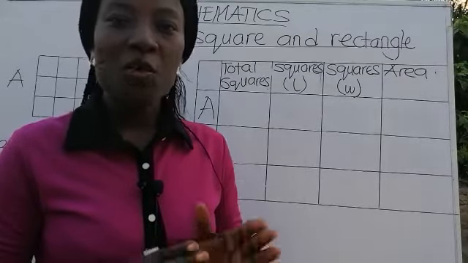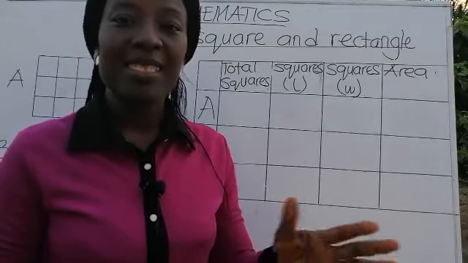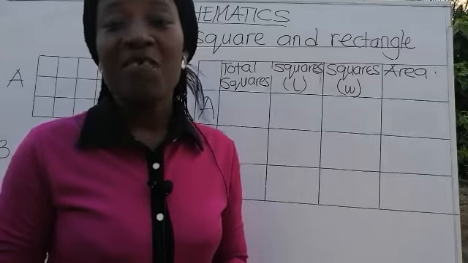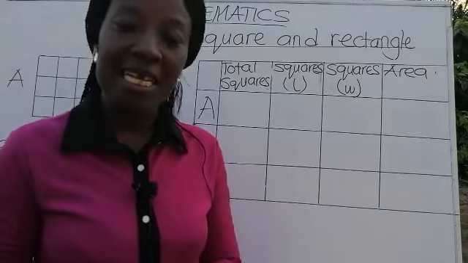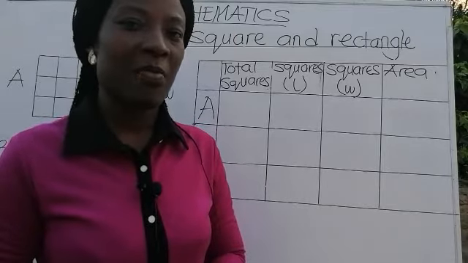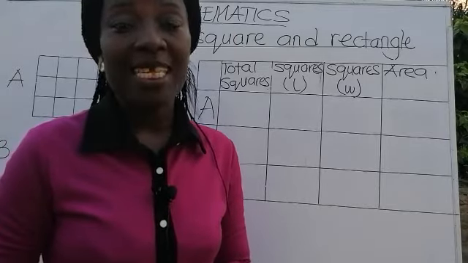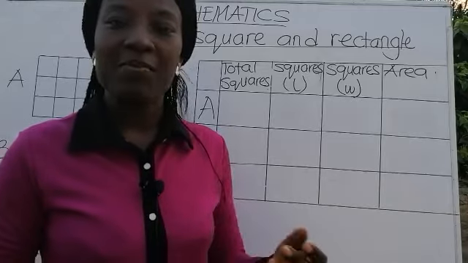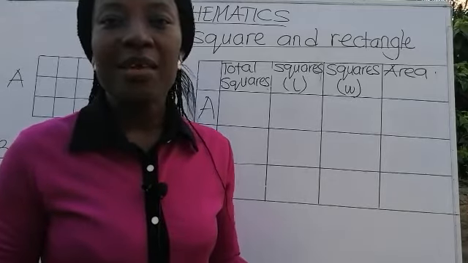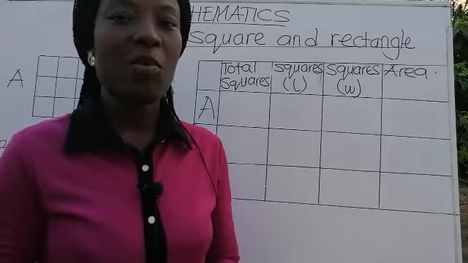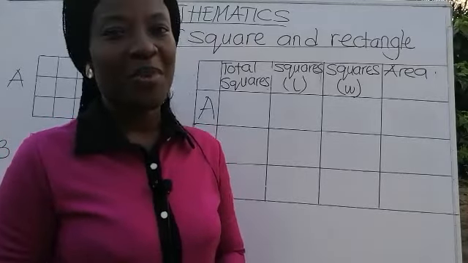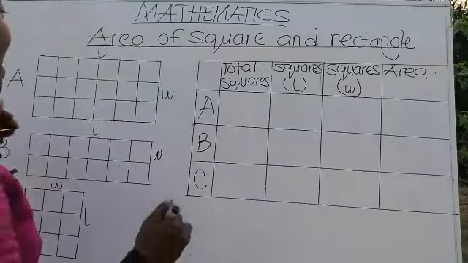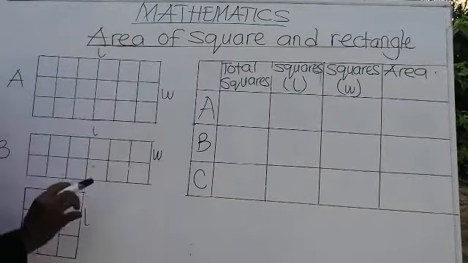We use the unit square for us to get the same answer, because if you use a bigger one and I use a smaller one, we are going to have different answers, but the answers must be the same. So if we are using the centimeter unit square, it must be the same. We can use the meter unit square or the kilometer unit square, depending on the larger area we want to measure. So quickly, let's count the number of squares we have in shape A.